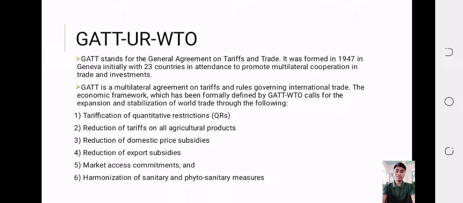GATT or UR and WTO. GATT stands for General Agreement on Tariffs and Trade. It was formed in 1947 in Geneva, initially with 23 countries in attendance, to promote multilateral cooperation in trade and investment. The commitments cover tariffs and quantity restrictions, reduction of tariffs on all agricultural products, reduction of domestic price subsidies, reduction of export subsidies, market access commitments, and harmonization of sanitary and phytosanitary measures.